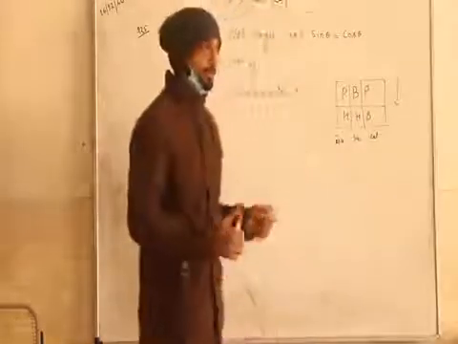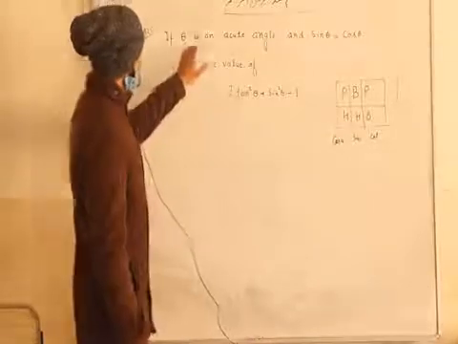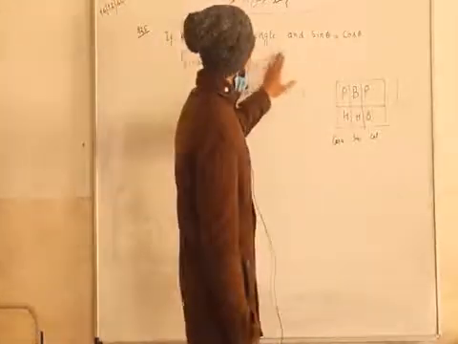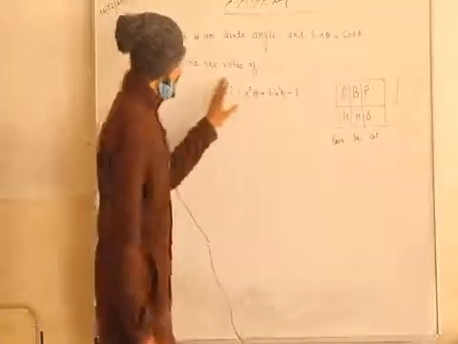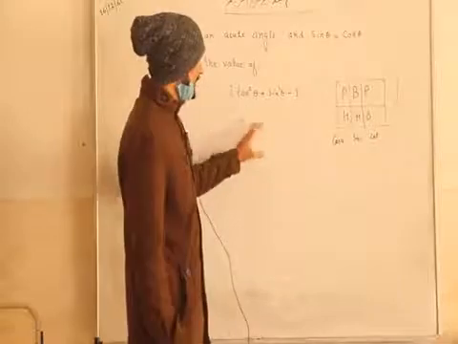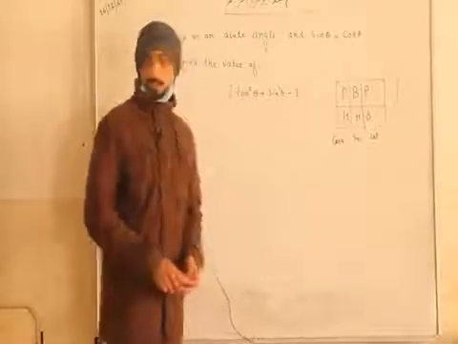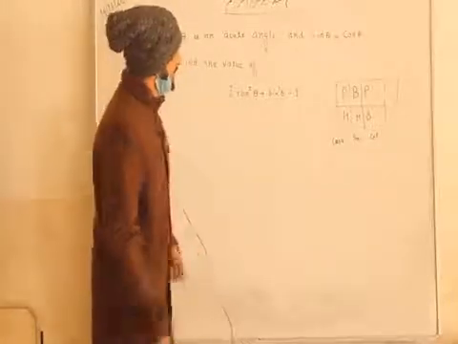Okay, now see question number 25. If theta is an acute angle and sin theta is equal to cos theta, then find the value of 2 tan square theta plus sin square theta minus 1. Okay, so these things we have to find.